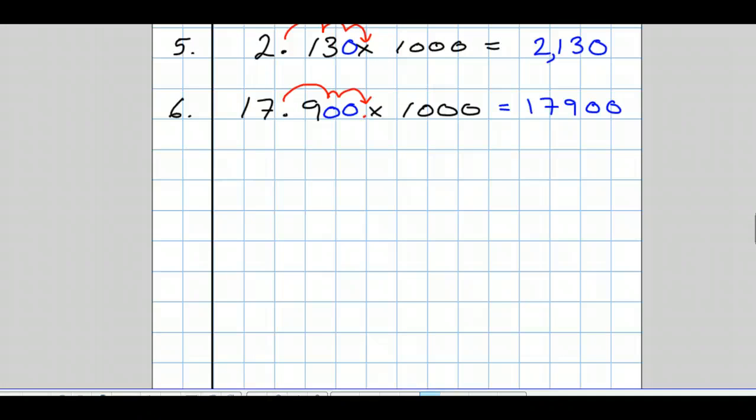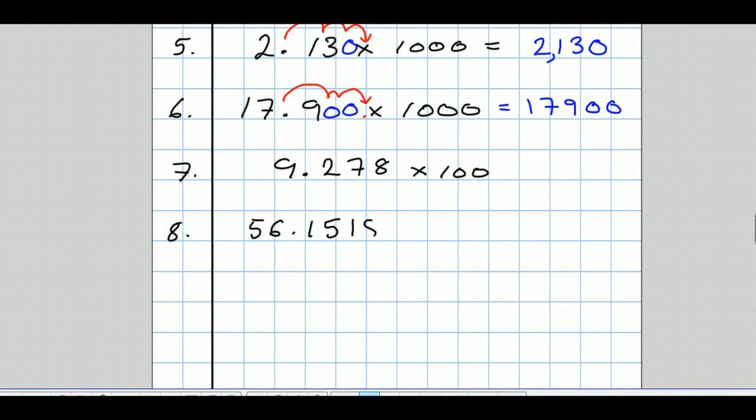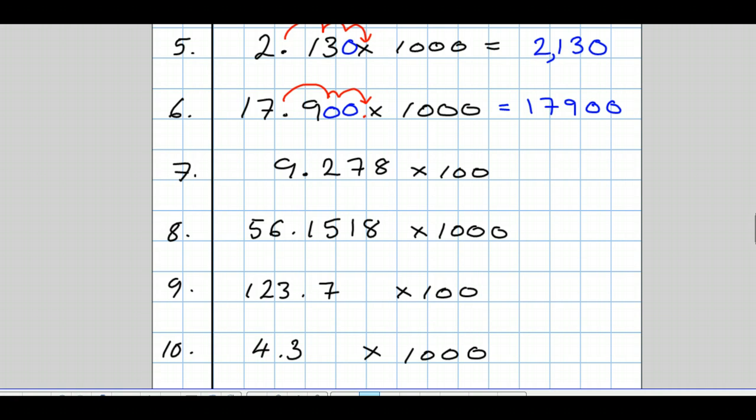You move the decimal point two places when you multiply by 100, and three when you multiply by 1000. Okay, I'm going to give you 4 examples to practice. So copy these down. Then put the recording on pause. And then come back to see what the answers are. Okay, away you go, best of luck. See you in a moment.